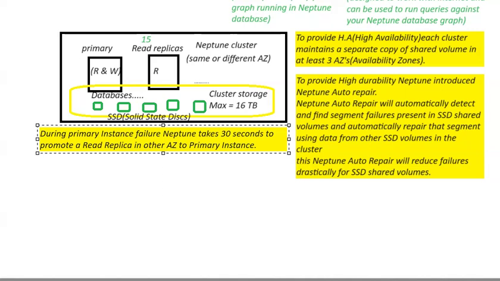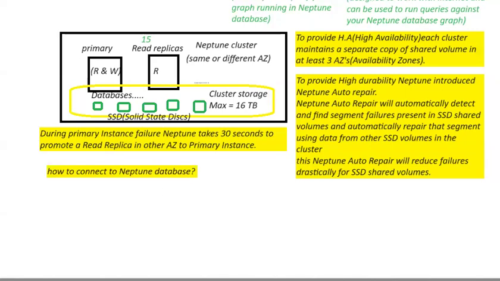In this way, this will provide you high availability, durability, and faster response with low latency. Let's say you created a Neptune database. Now, how do you connect to that Neptune database? To connect to it, we need endpoints. By using the endpoints only, we can connect. Basically, these endpoints are classified into three types: cluster endpoints, reader endpoints, and instance endpoints.